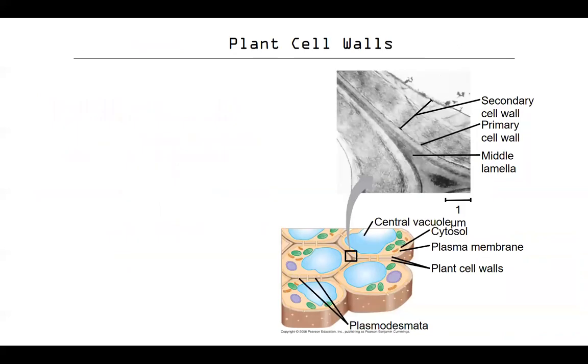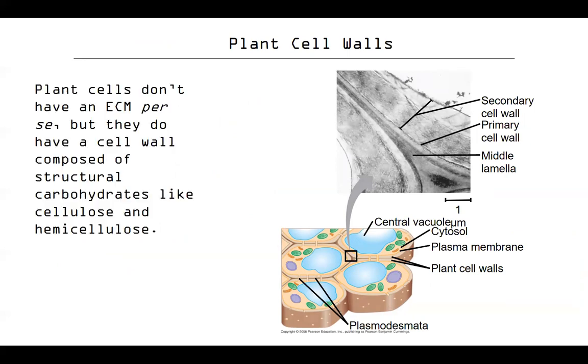Plant cells have a different situation. They don't have the kind of extracellular matrix that we would think of for animal cells. They instead have the protection of a cell wall that will be composed of structural carbohydrates like cellulose and hemicellulose, probably also some things like lignin that we won't get into now. So you can see the structure of the cell wall.